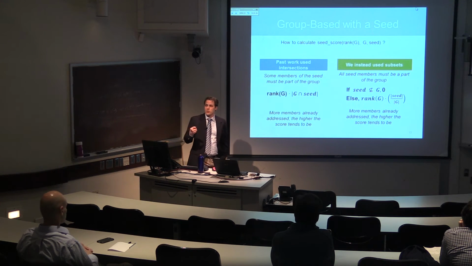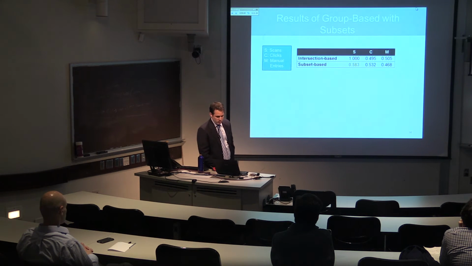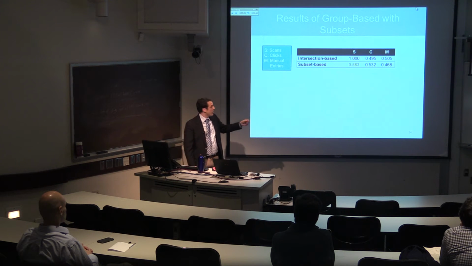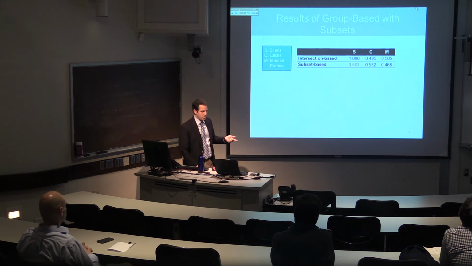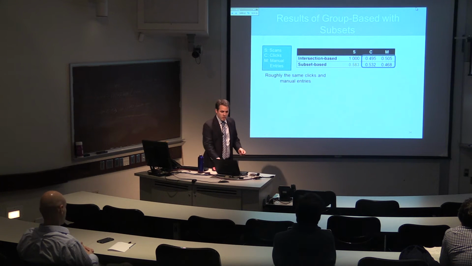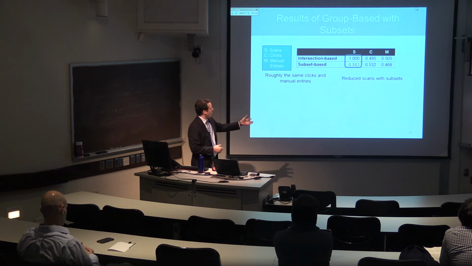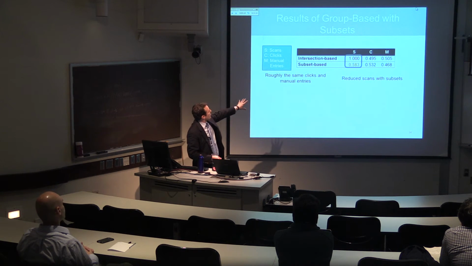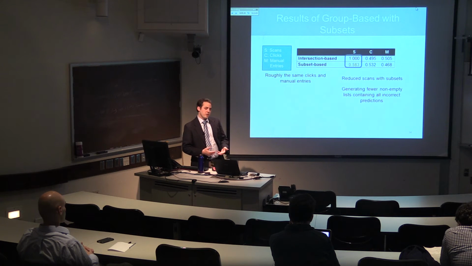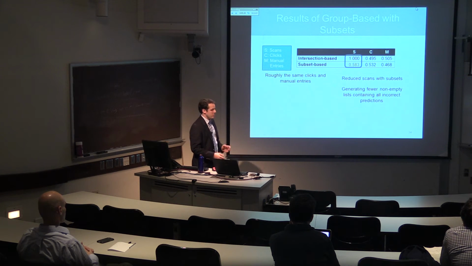So that's the IR score, which is a combination of sent and time and total number of messages. We then evaluated these intersection-based and subset-based approaches in terms of scans, clicks, and manual entries. We see that they're roughly the same in terms of clicks and manual entries, but subset-based required much fewer scans. And this means we're generating fewer non-empty lists containing all incorrect predictions.